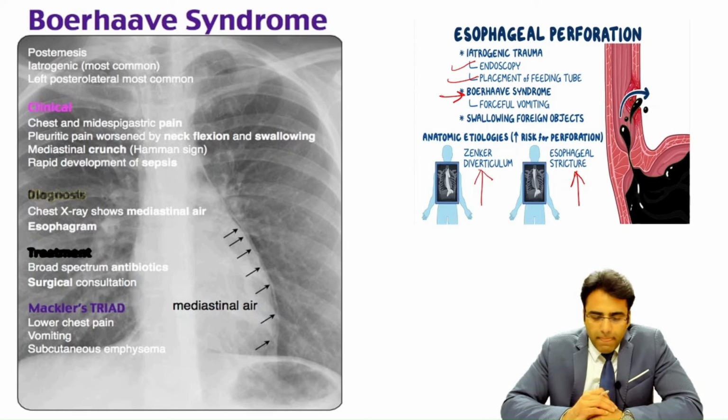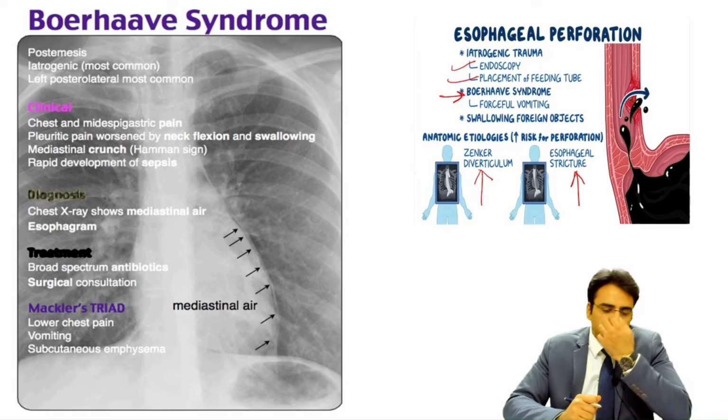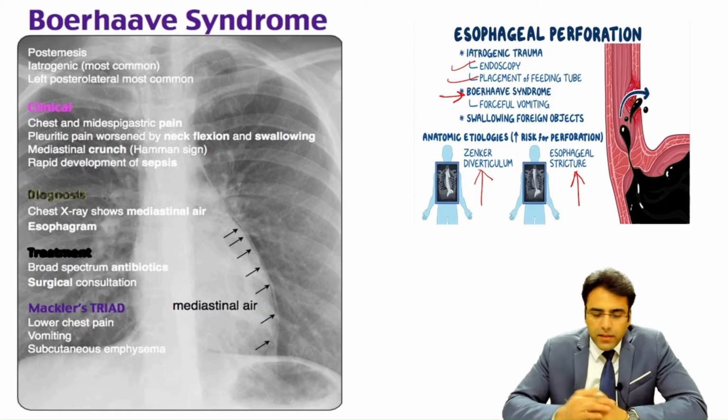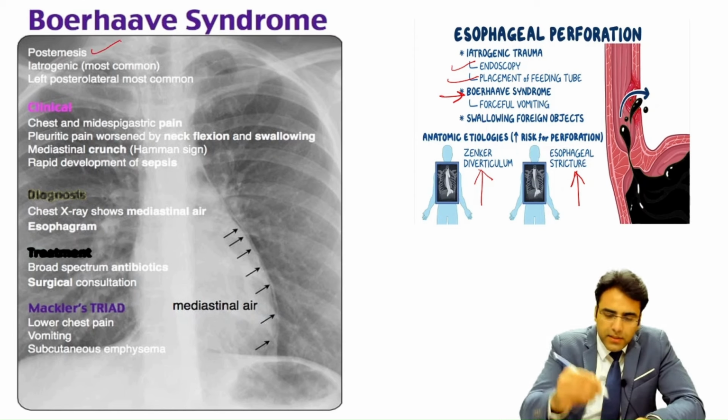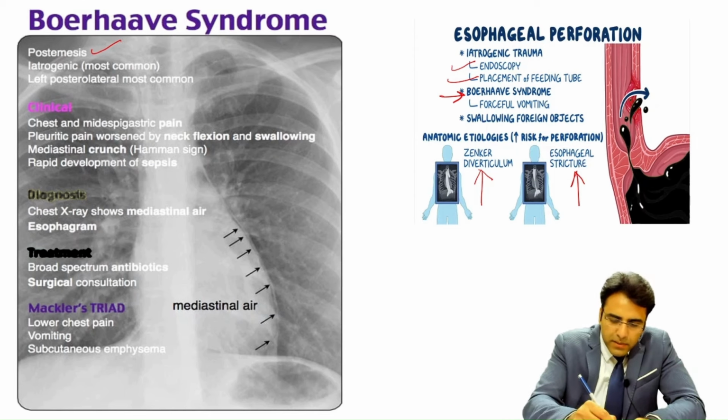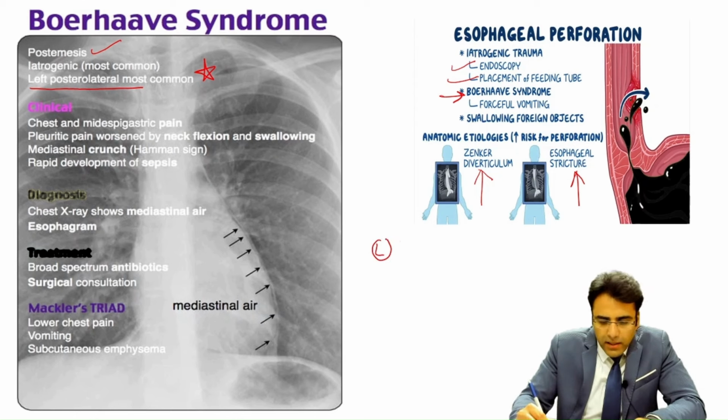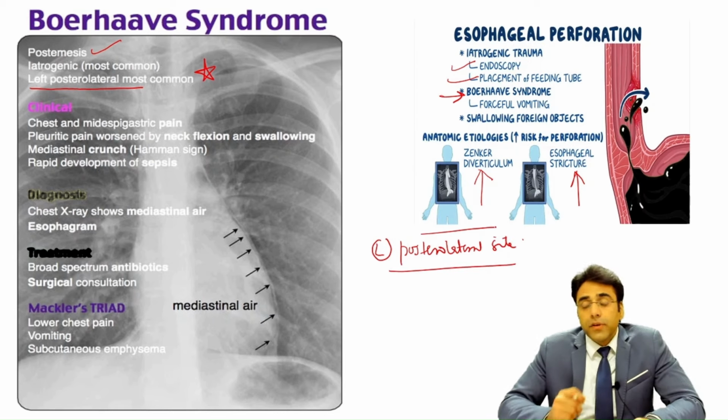Clear? Now, Boerhaave syndrome is a special type of esophageal perforation in which there is spontaneous esophageal perforation. It is post-emesis, that is after vomiting, and which is the most common site? It is left posterolateral, frequently asked in exam. Left posterolateral site is the most common site which can get perforated in case of spontaneous esophageal perforation or Boerhaave syndrome.